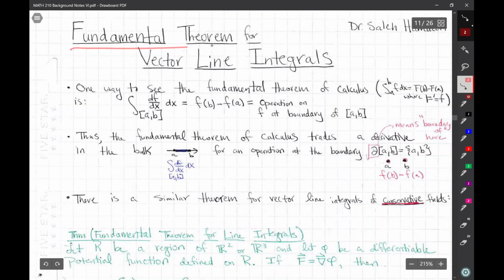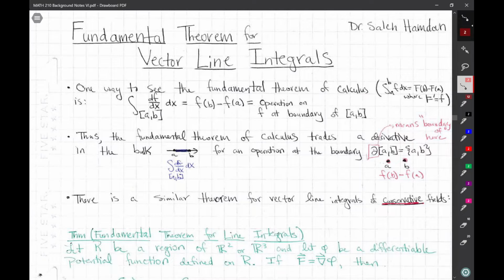Let's talk about the fundamental theorem of vector line integrals. This is going to be the beginning of a series of theorems that will culminate in what's called the generalized Stokes theorem. It's one of the most beautiful theorems in mathematics. And you'll recall from earlier calculus courses what the fundamental theorem of calculus is.